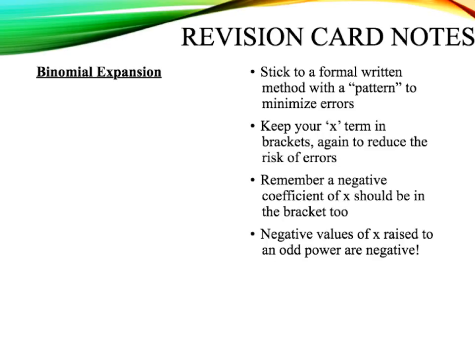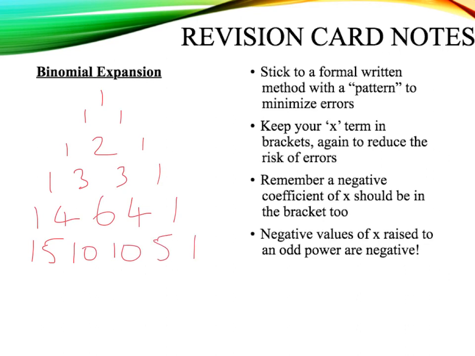So if you've been making any revision card notes, what I would say when we're doing this is stick to a formal written method with some sort of pattern to minimise the errors. We all make mistakes, but the key to this is to try and get as few mistakes as possible. And by having a method, a pattern that you can follow, that's going to help you. It's also useful to remember where these values are coming from. So Pascal's triangle is useful, but it's not important if you're happy just to use your calculator. You can just work out the nCr button on there, and that'll tell you the individual terms.